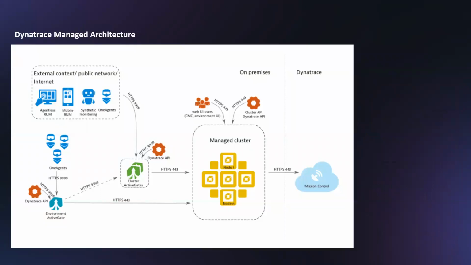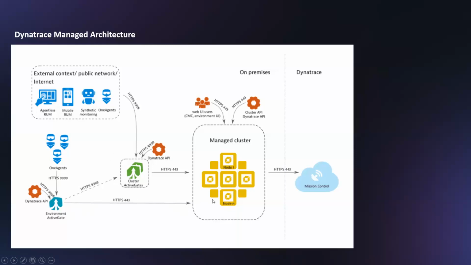Now let's go to the Managed architecture. You understand Dynatrace Managed has two components: one is the environment ActiveGate and one is the cluster ActiveGate. OneAgent is always installed on the host machine, so wherever you have a host, you go and install the agent. Once you install the agent, you see here that all the data is coming to the environment ActiveGate. From the environment ActiveGate, some information goes to the cluster and some information talks directly to the Dynatrace cluster, right?